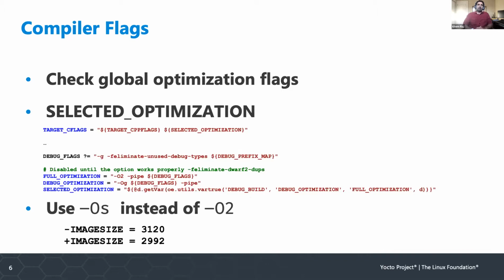Check your global optimization flags in Yocto project. So there is a variable called SELECTED_OPTIMIZATION, and it is set. There are certain defaults it has, and by default, what you get out of box is -O2 with -g, which is the most commonly used options anyway. This gives you best performance, or I would say like, best of both worlds.